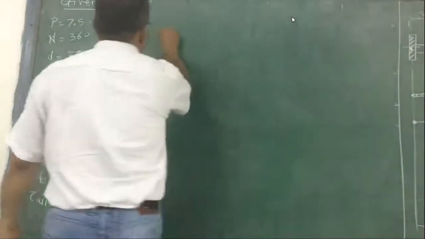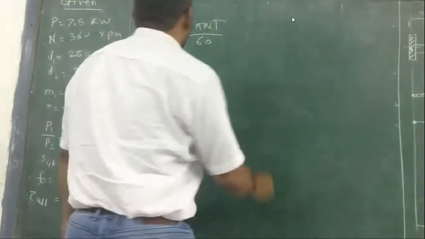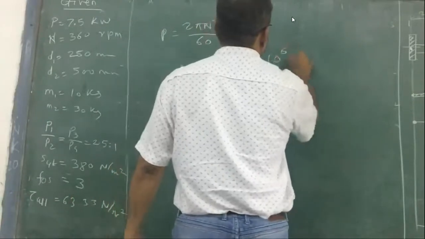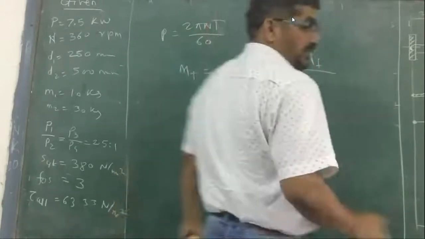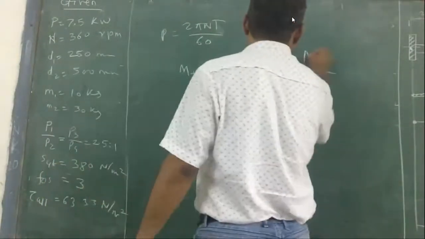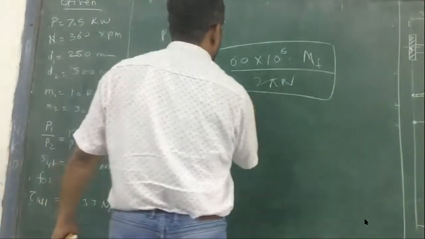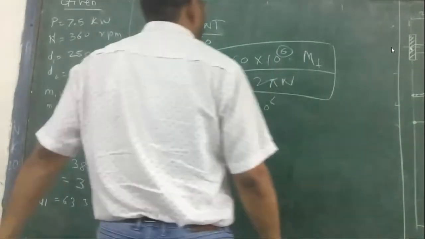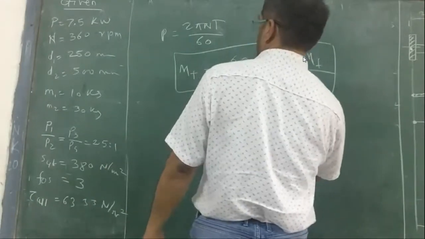Now P is equal to 2 pi N T upon 60. This will give you the watt. So for kilowatt, P into 60 into 10 raised to 6 is equal to 2 pi N Mt, where Mt or T in this case is what we have to find. This is the formula we are going to use, as here we have to find out the twisting moment. Here we have 60 into 10 to the 6 because this is kilowatt.